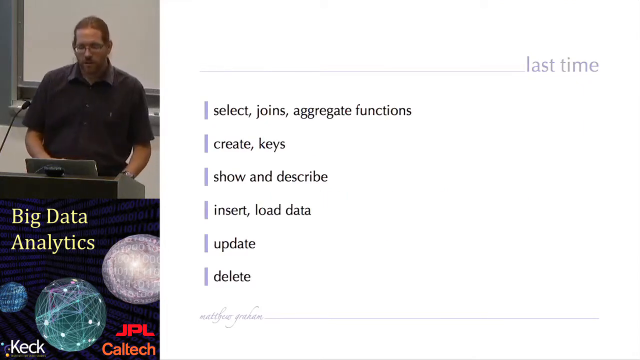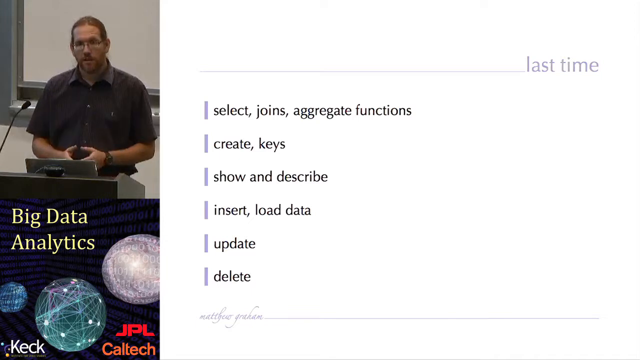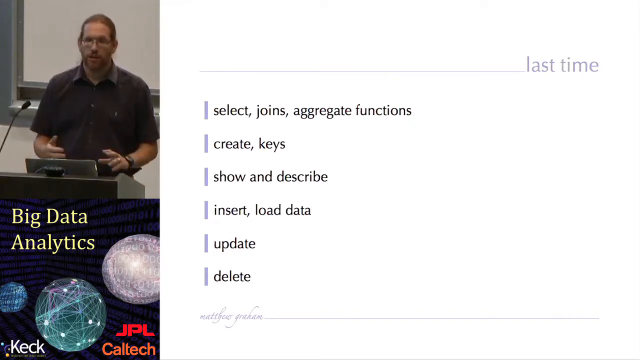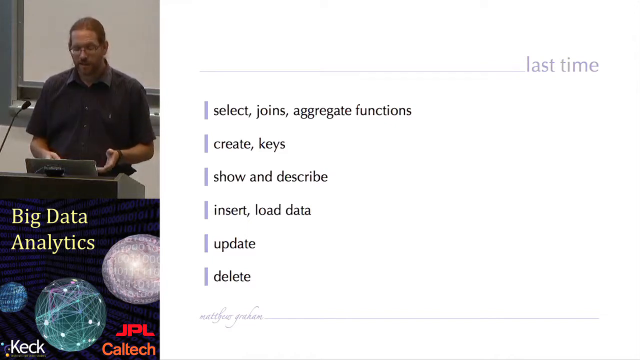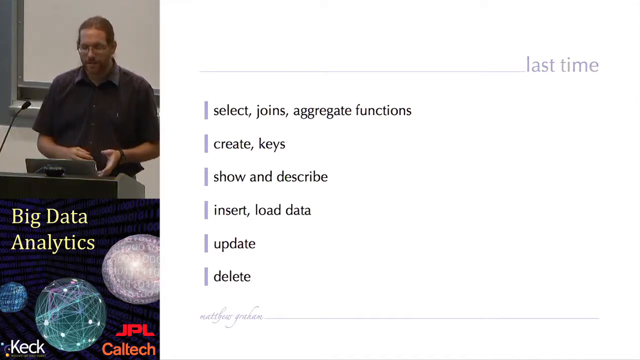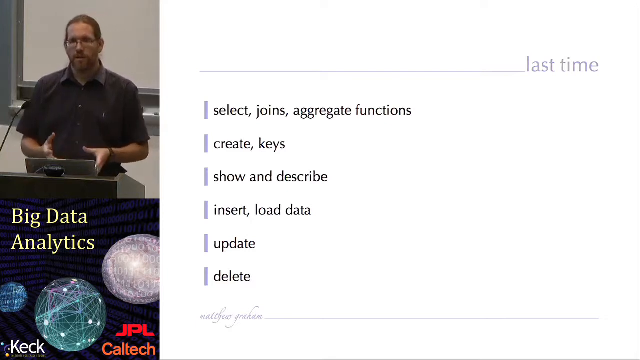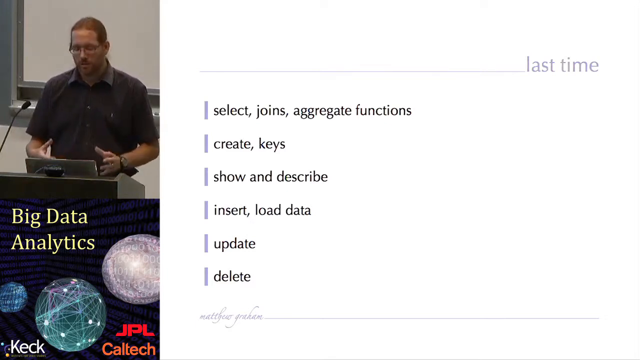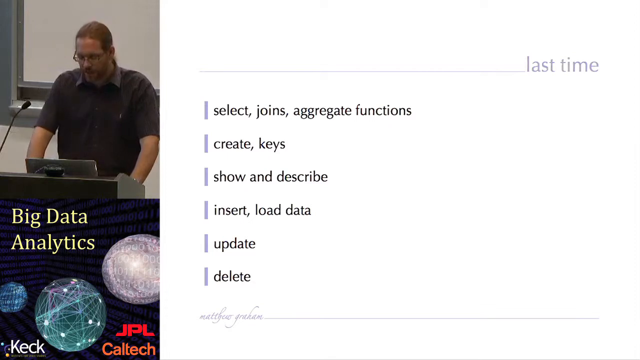In the last module, we talked about the basics of SQL syntax that you use to talk to relational databases. We went through select and joins, aggregate functions. We talked about creating databases and tables, showing and describing tables and databases that are available, how to insert data, both from an individual row and also from a bulk perspective, and then updating and deleting. So those form the basic operations that you need to know to use a relational database.